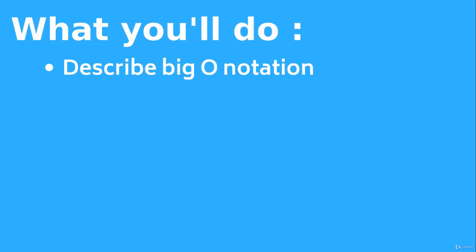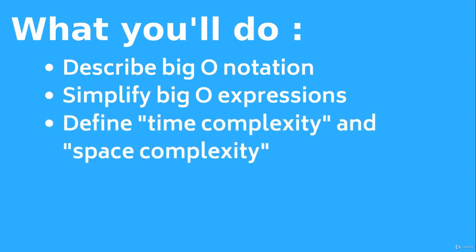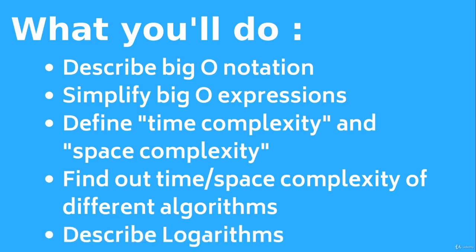Now, let's start off with the goals that we would hope to achieve by the end of the section. First off, I'm hoping that you would be able to describe Big O notation. You'll be able to simplify Big O expressions. You'll be able to define time complexity as well as space complexity. And of course, you'll be able to find out the time and space complexity of different algorithms. Finally, and that's the math part of the course mainly, you'll be able to describe logarithms.